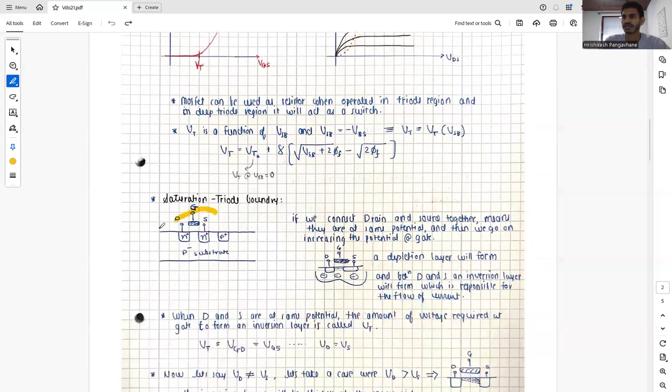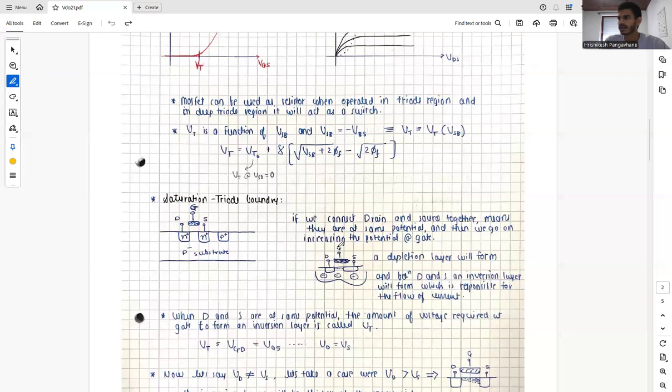And we have a structure of our NMOS device. If we connect the drain and source together, it means they are at the same potential. Now when we go on increasing the potential at the gate, a depletion layer will form between drain and source. There is an inversion layer which will be formed, and this inversion layer between drain and source is responsible for the flow of the current.